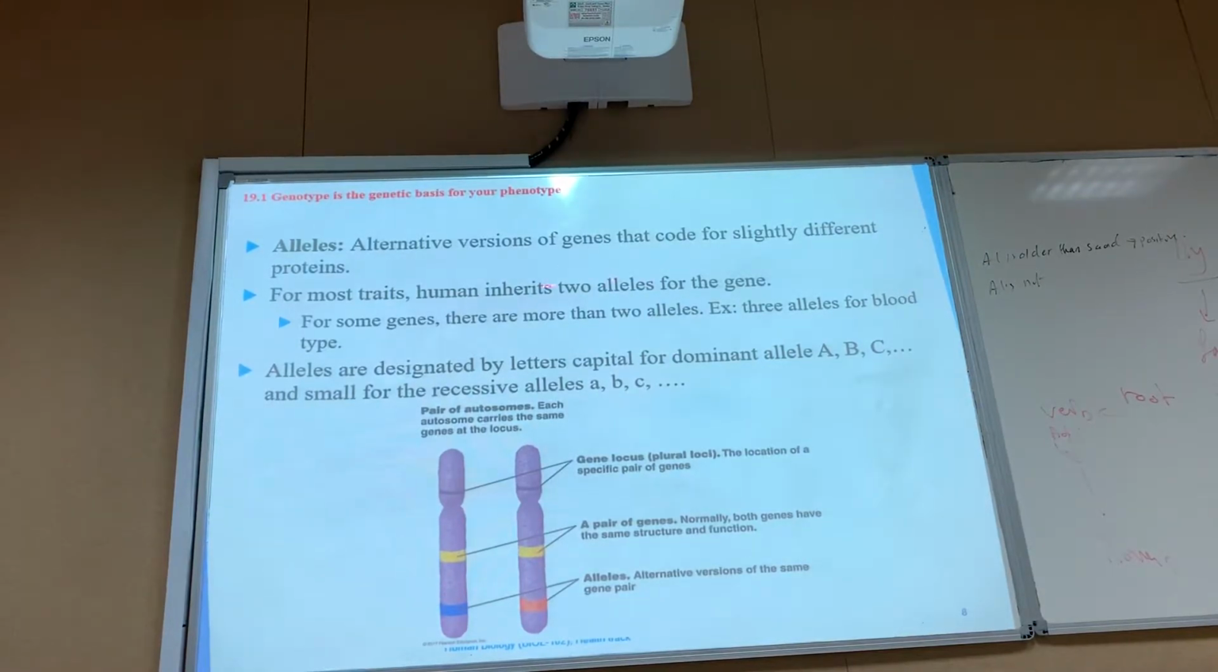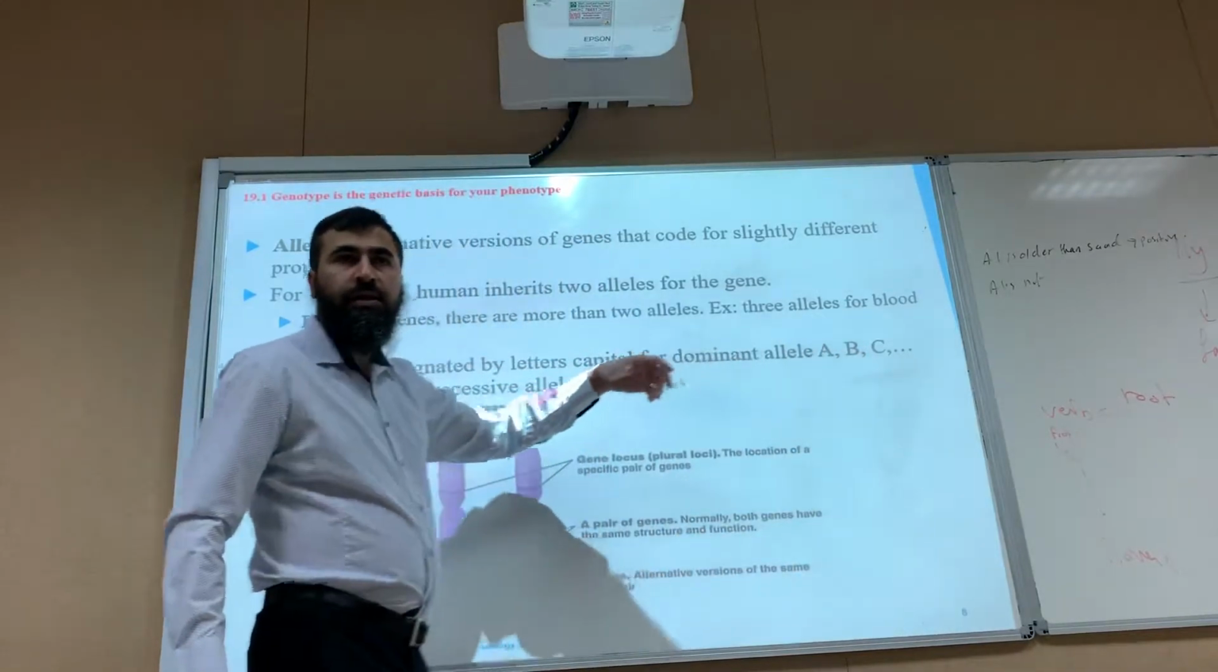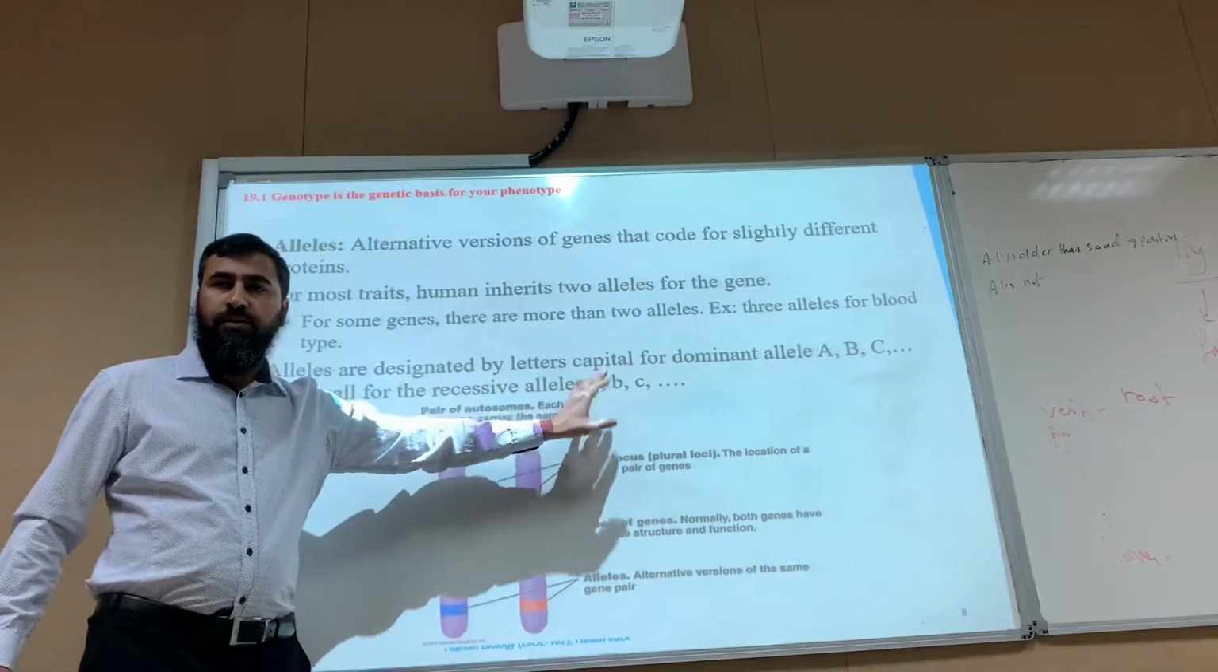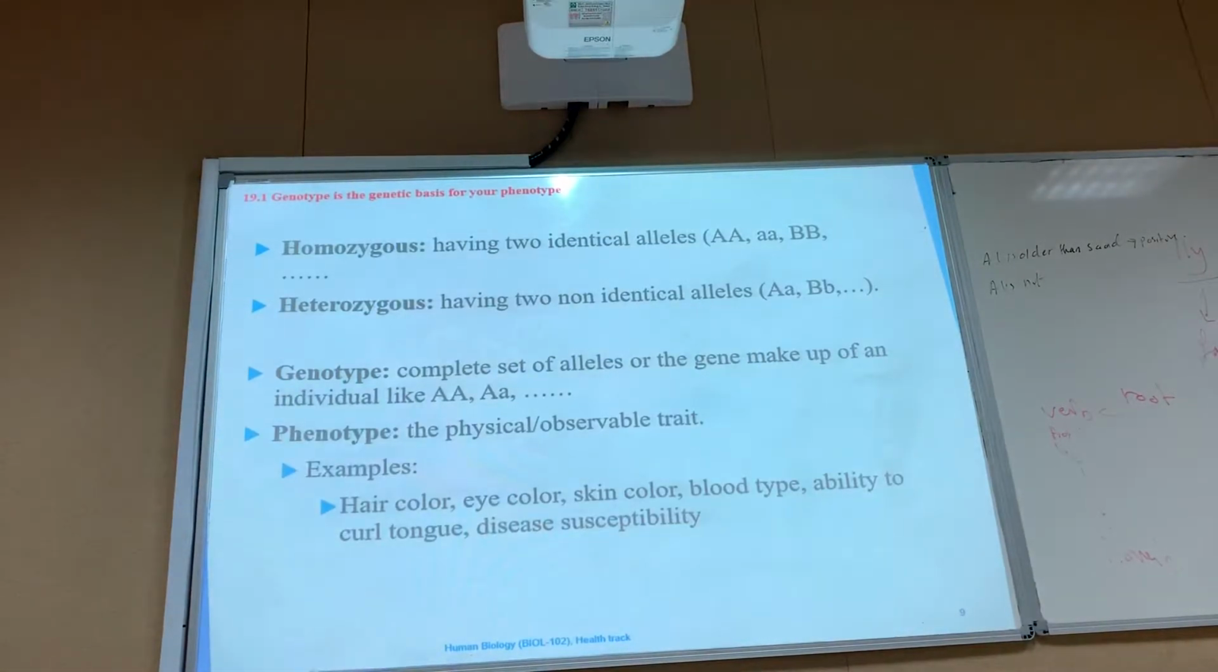Most traits in humans are controlled by genes with two alleles, but there are sometimes exceptions. For example, ABO blood typing is controlled by three alleles. We'll do that in the lab. So it's not always two alleles. When we talk about dominant alleles, we always write them in capital letters, compared to the recessive, which we write in small letters. Recessive alleles are rarer. So we'll talk about dominant and recessive.